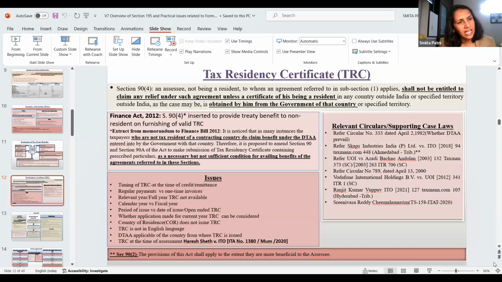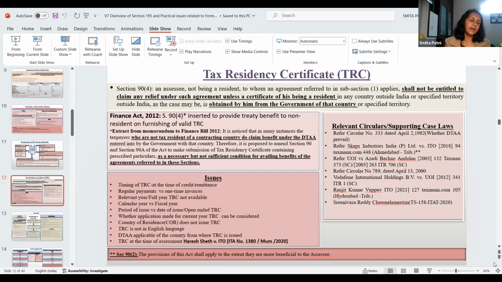Of course, there is a second view also: since we are making the remittance, and the question is asked in 15CA/15CB whether TRC has been availed, this question is at the time of remittance. So can we say that at the time of remittance, TRC should be there? There are both views, but the correct view, to my mind, is that we should take the TRC for both the years, at the time of making payment and also at the time of making remittance.